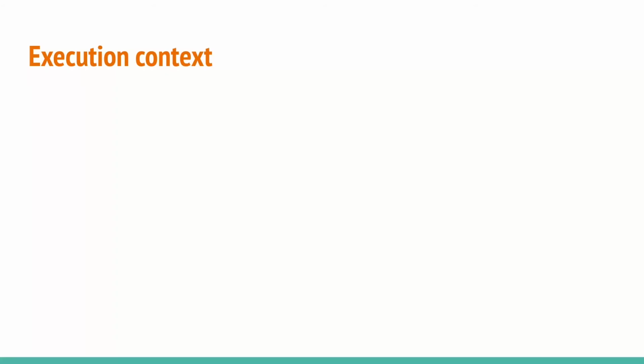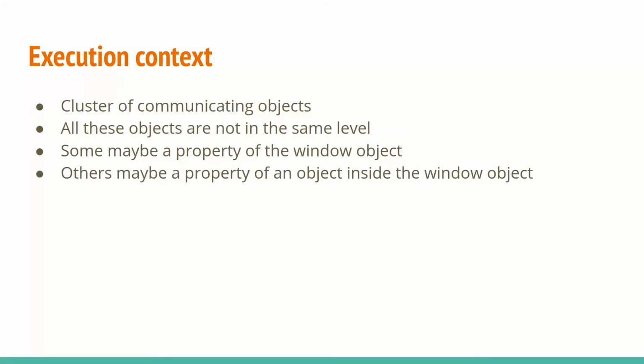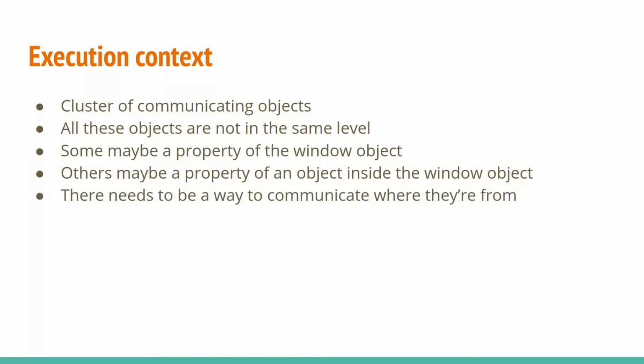To recall, we earlier mentioned that JavaScript is essentially a cluster of communicating objects. However, all these objects are not on the same level. Some may be a property of the window object, but others may be a property of an object inside the window object. So, there needs to be a way to communicate where in this hierarchy these objects are from. This is called the execution context.